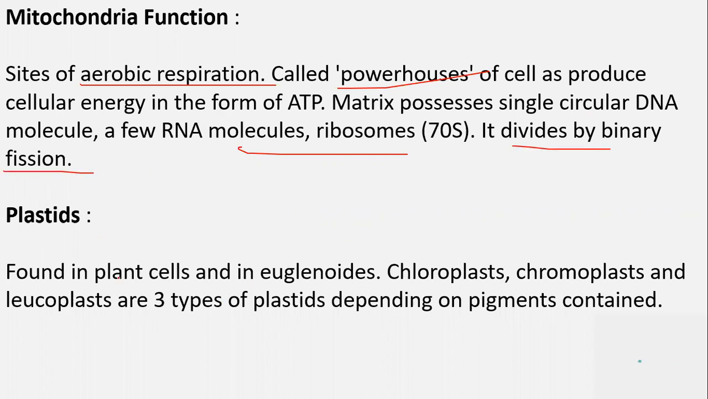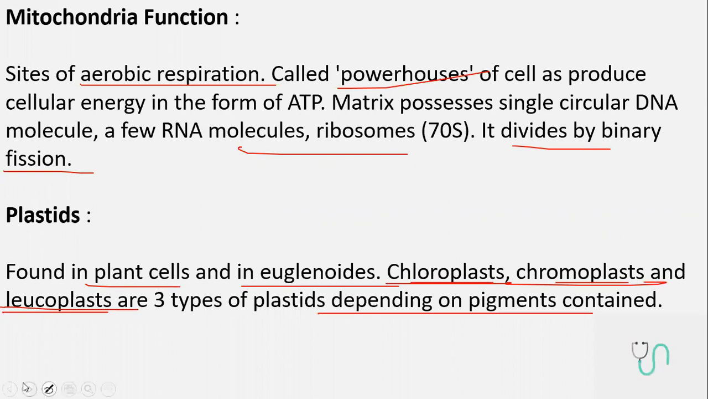Next is the plastid, which is found in plant cells and euglenoids. Chloroplast, chromoplast, and leucoplast are the three types, depending upon the pigments contained in them.